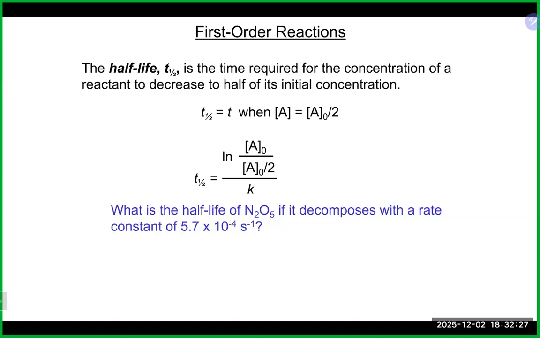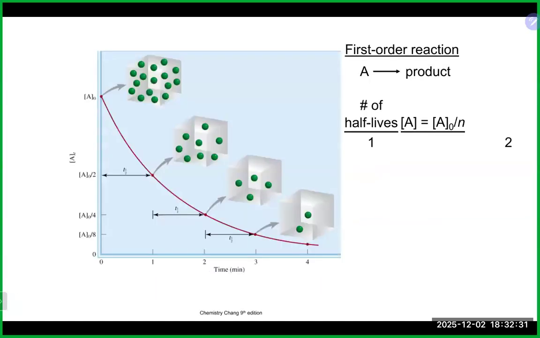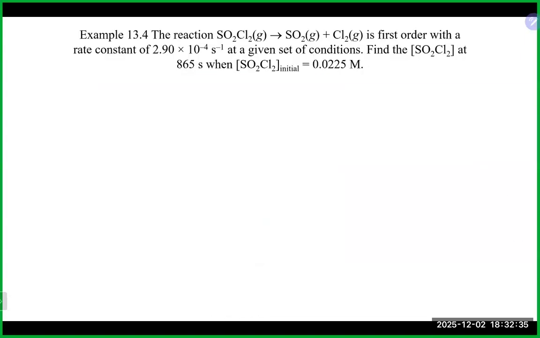There's our half-life there that we just talked about for first order. All right, so why don't you try this one here? This reaction is first order with a rate constant of 2.9 times 10 to the minus 4. Find what was the concentration of S2Cl2 after 865 seconds has passed.